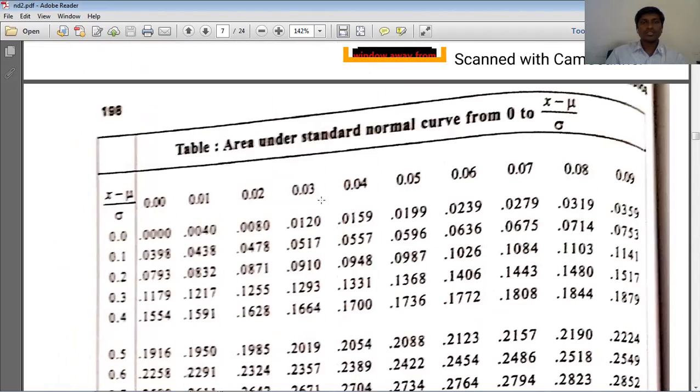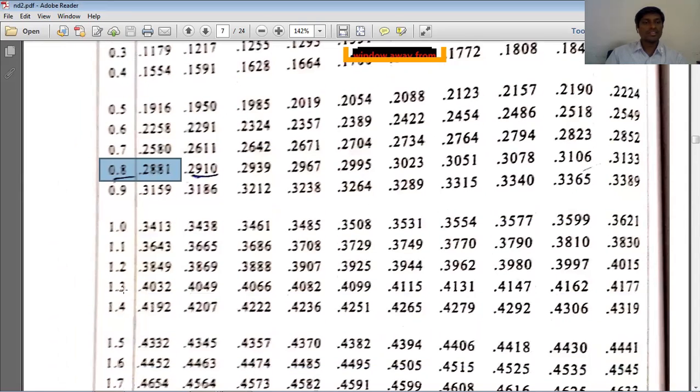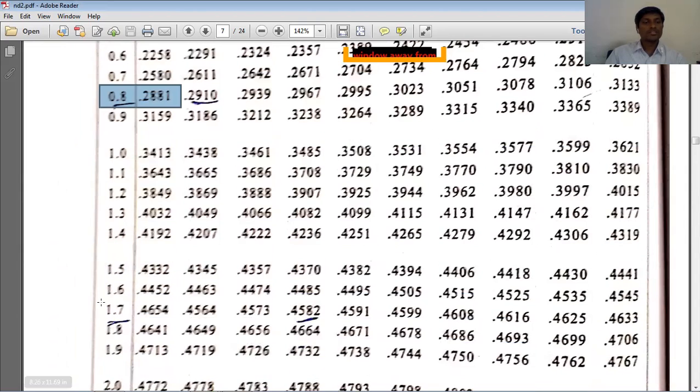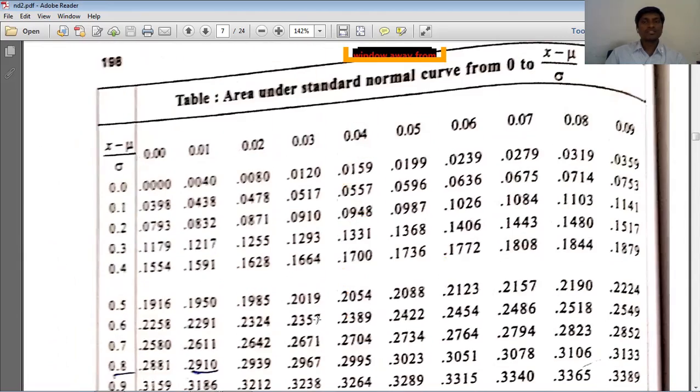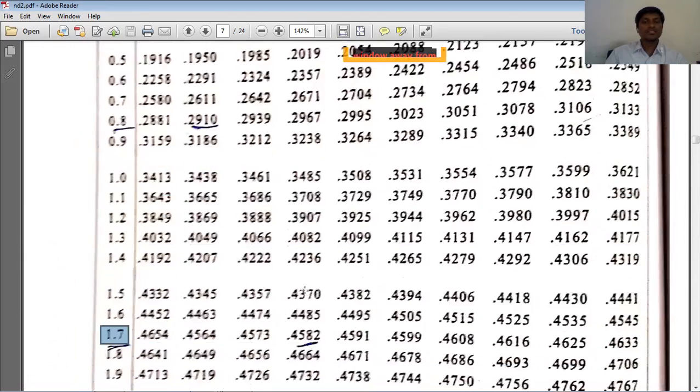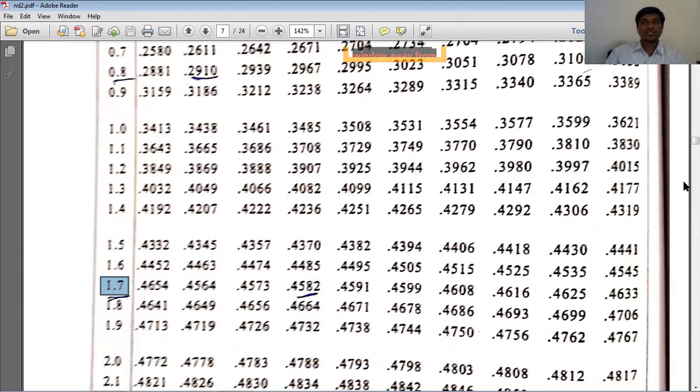To look up 1.73 in the table, row wise we take 1.7, and column wise 0.03. So for 1.7 and 3, the value is 0.4582. This value we need to substitute.